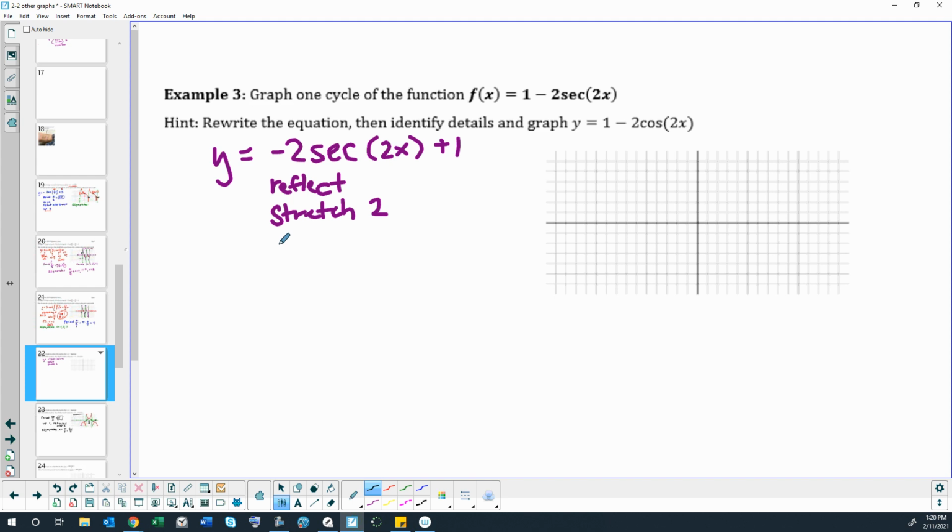We have 2 cycles where there would normally be 2 pi. So the period is going to be 2 pi divided by 2, which is pi. So then we have a shift up 1.